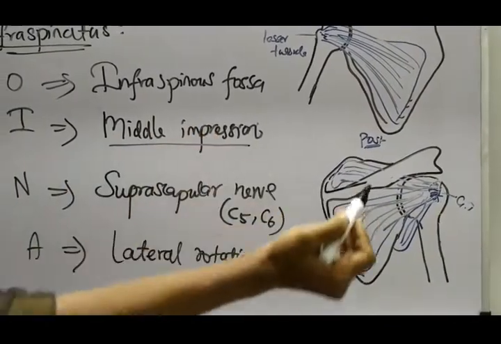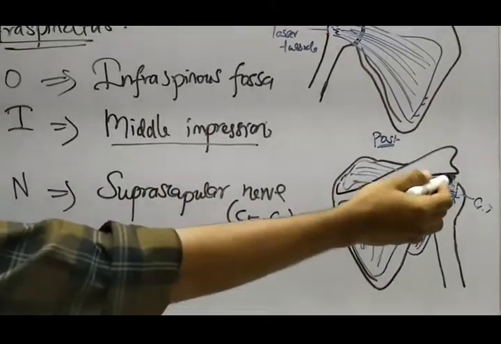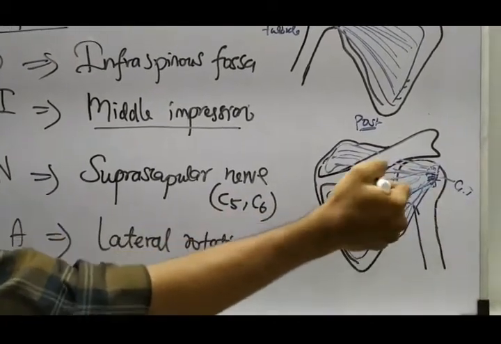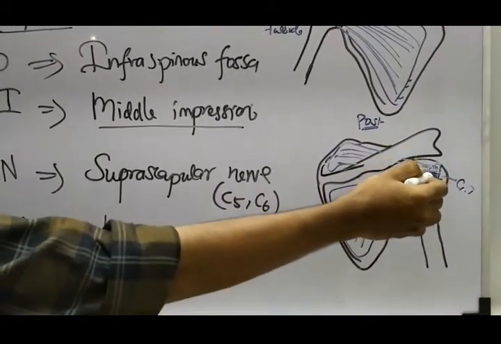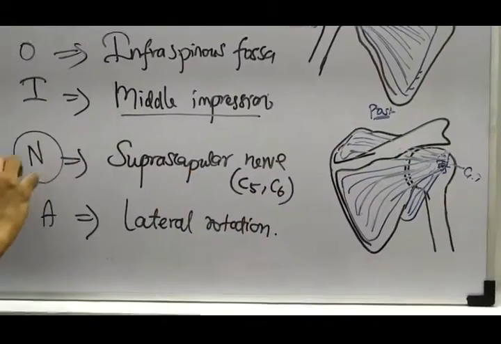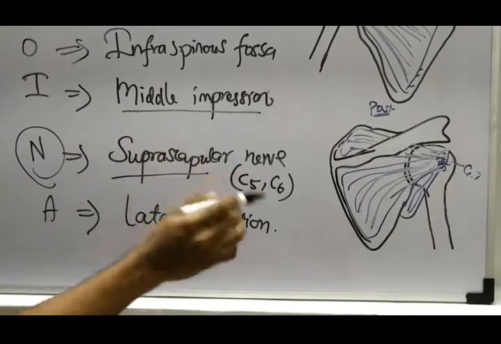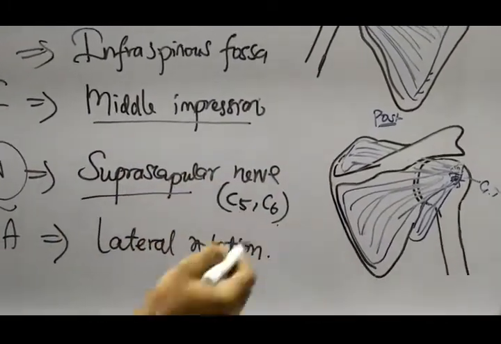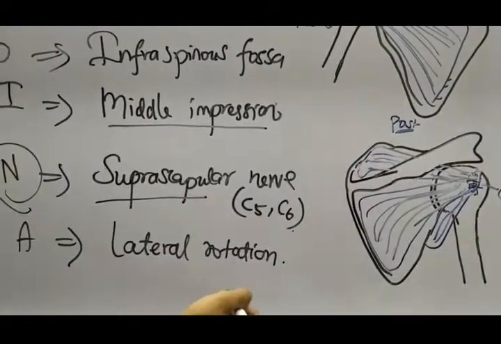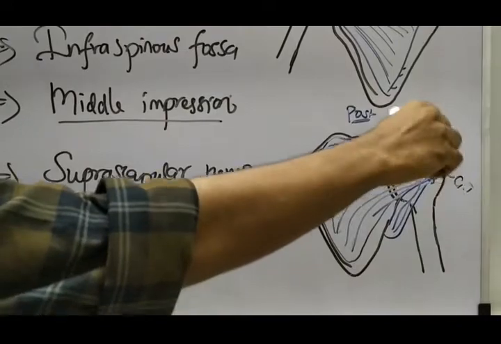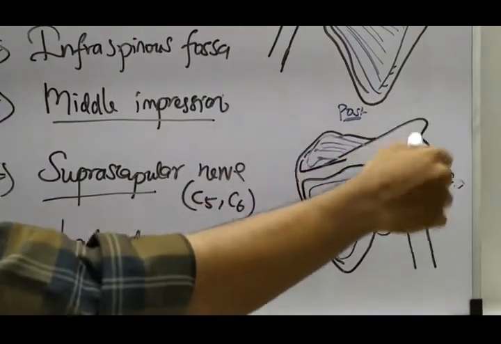Middle impression, just now I showed you in the picture. After the upper impression there will be middle and lower impression. So this infraspinatus gets inserted into the middle impression of the greater tubercle. Nerve supply is the same nerve which supplies to supraspinatus, that is suprascapular nerve coming from C5 and C6. Then action will be the lateral rotation. This infraspinatus muscle laterally rotates our arm, laterally rotates the shoulder joint.